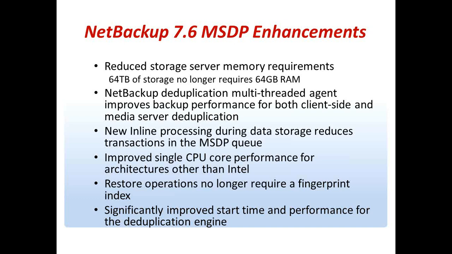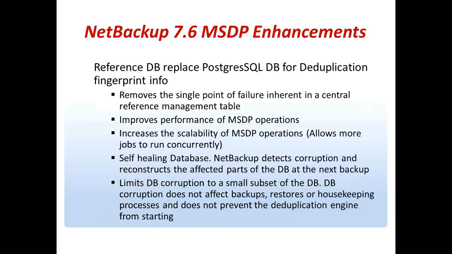Restore operations no longer require a fingerprint database, so we'll get into that in a second. And this significantly improves start time and performance for the deduplication engine. It starts a lot faster than it did in 7.5. So basically, the code rewrite for NetBackup 7.6 for the MSDP database now employs a multi-threaded agent inline between the dedupe plugin and the dedupe engine, replacing the segment-based approach where the dedupe plugin divided files into segments and spooled only unique segments. That's what we did previously.